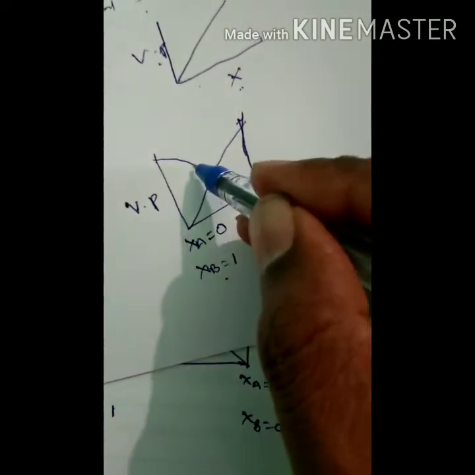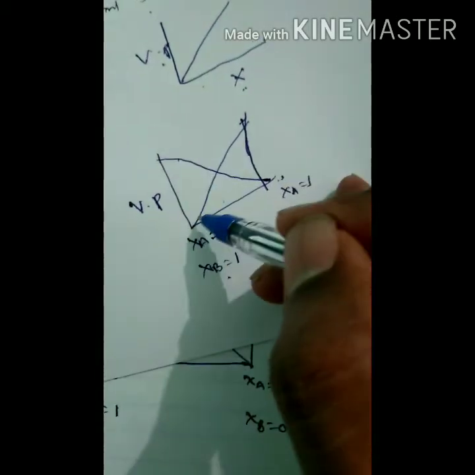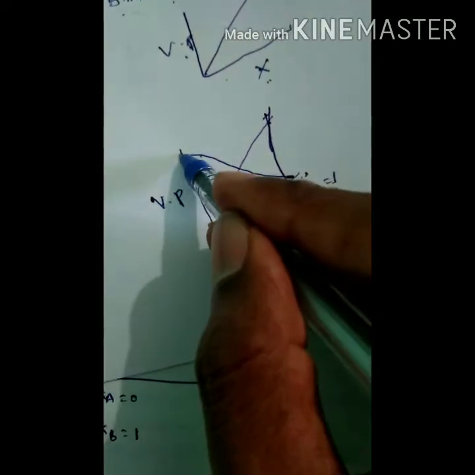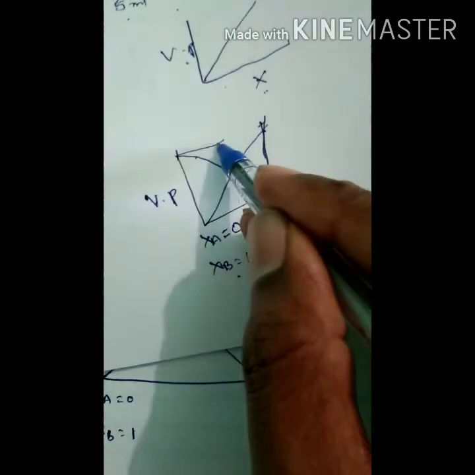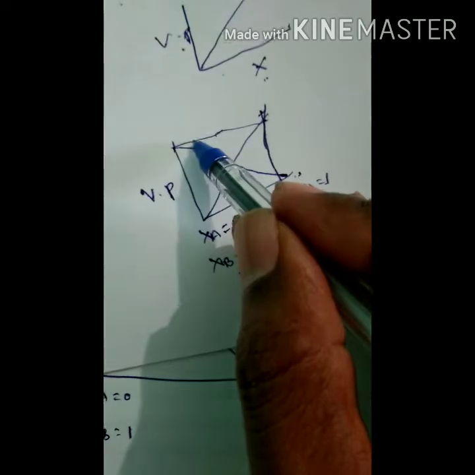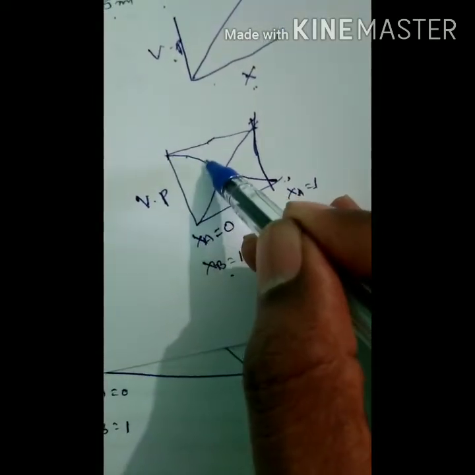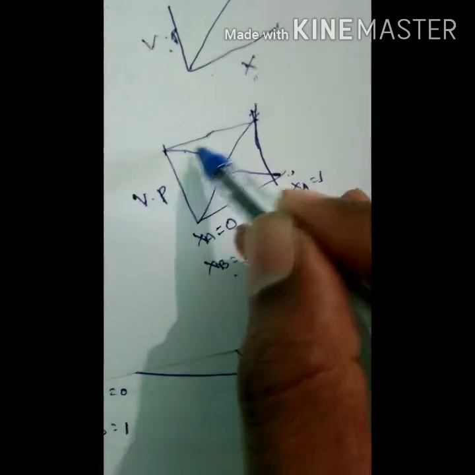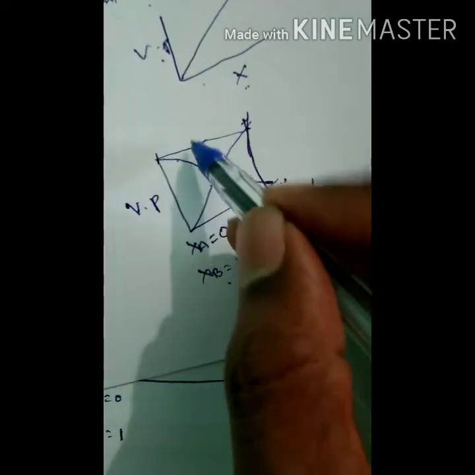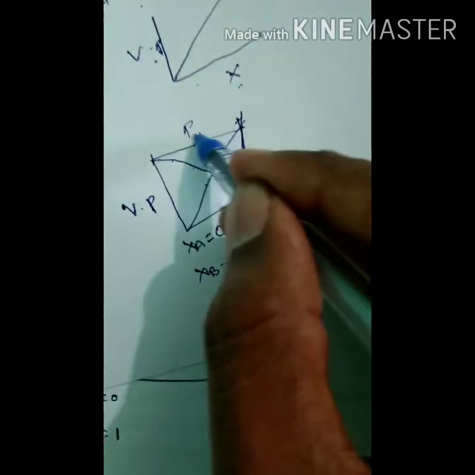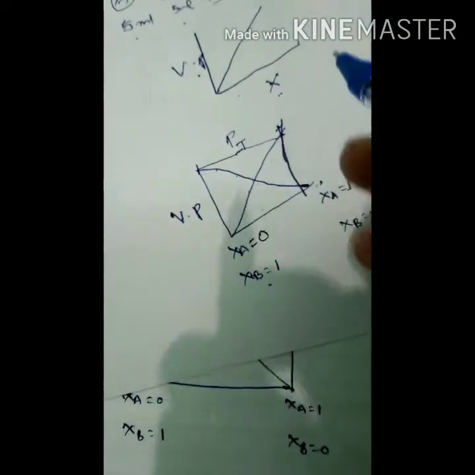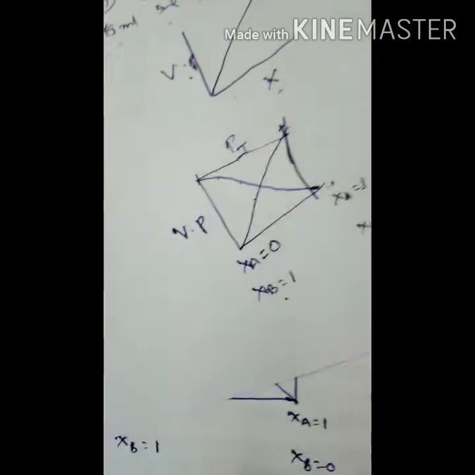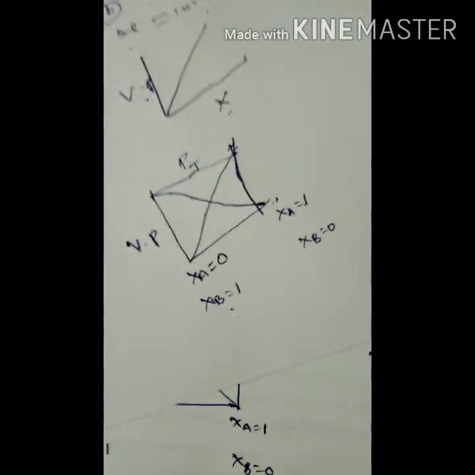This line indicates the vapor pressure of B. This line indicates the vapor pressure of A. Now, if you join these two lines, this is called the vapor pressure of A, this is the vapor pressure of B. So the sum of the vapor pressures of A and B is equal to the total vapor pressure. So this graph indicates an ideal solution. This graph belongs to an ideal solution.